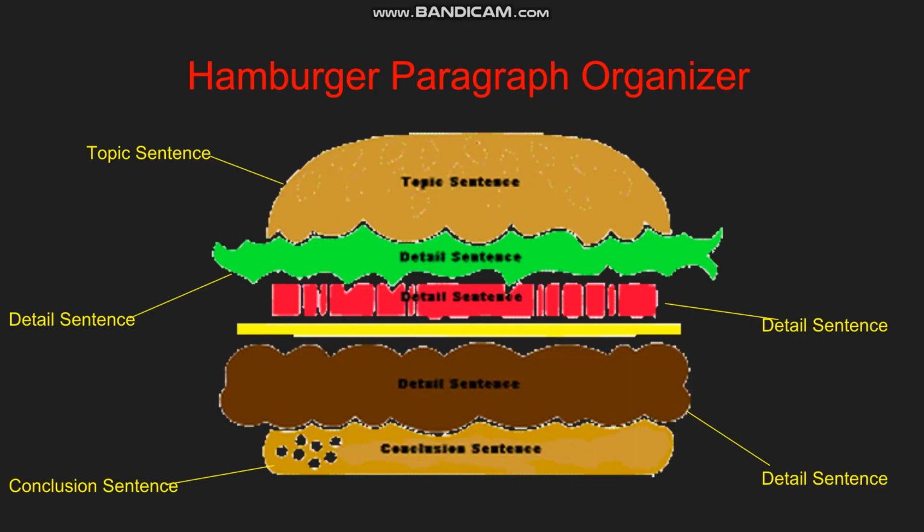So the Hamburger Paragraph Organizer, this is what it looks like. You have your top bun, that is the topic sentence, that is what you're going to base your entire paragraph off of. The next three things you have are detail sentences, and that's your filler, that's your lettuce, that's your onions, that's your cheese, that's your hamburger. That can be your barbecue sauce if you're feeling a little fancy. And then we finish with the conclusion sentence, the bottom bun. That's to wrap everything up and put it all together.